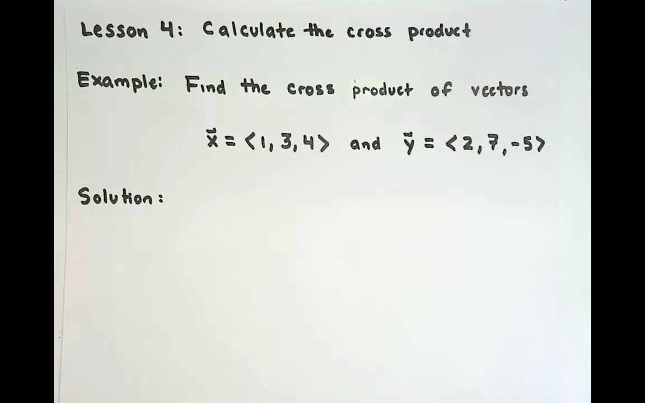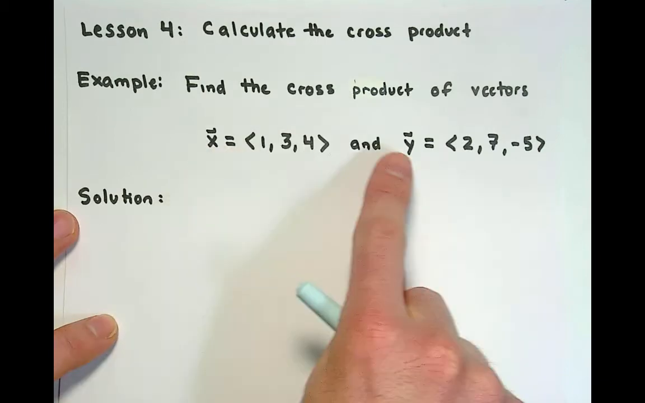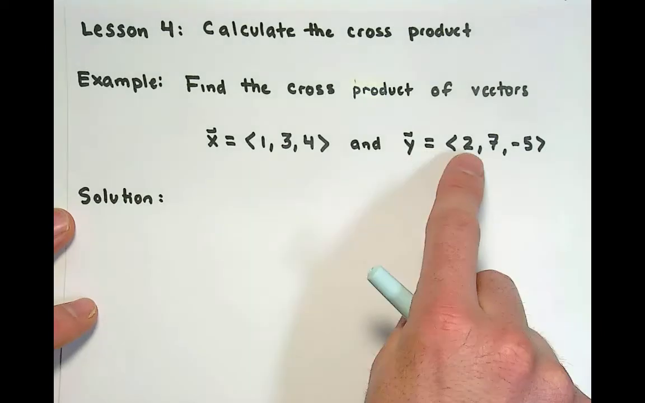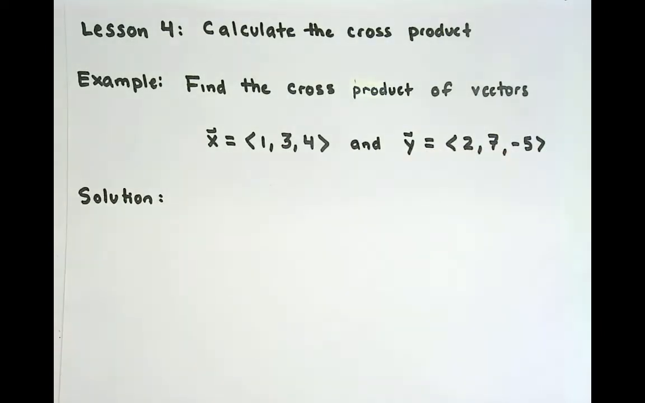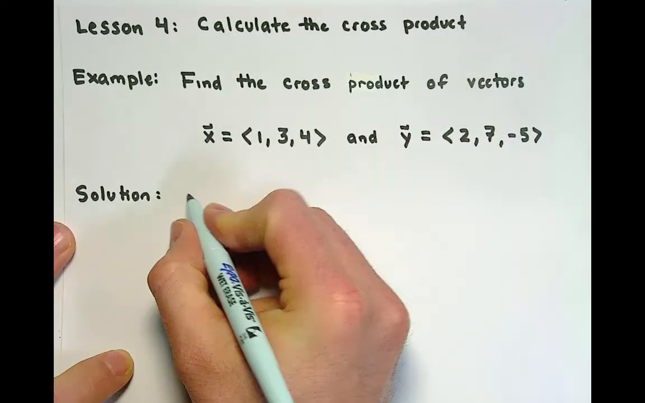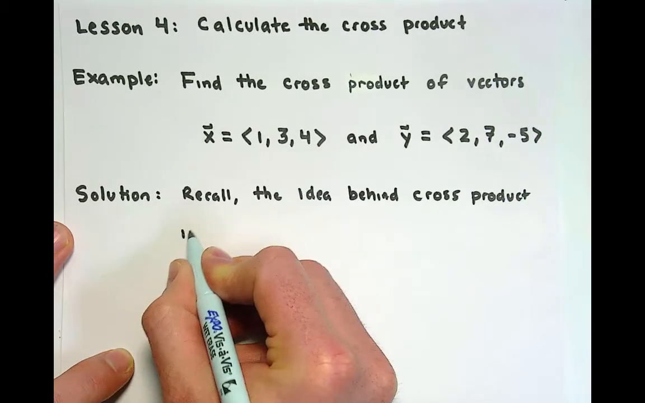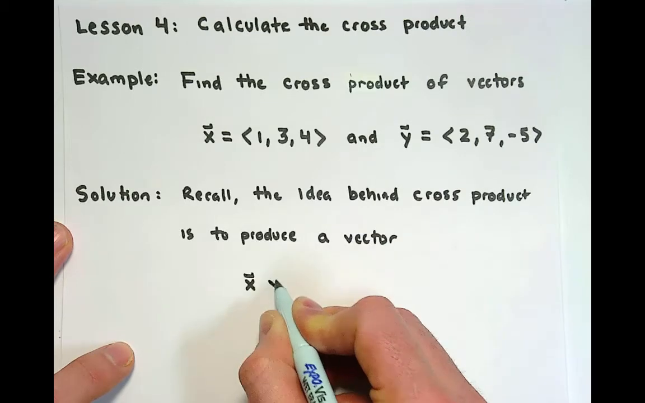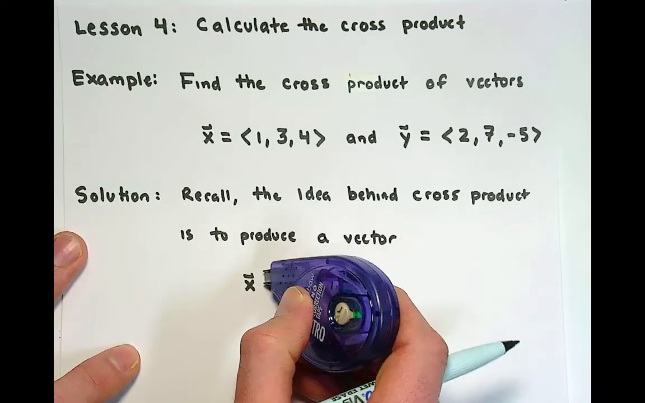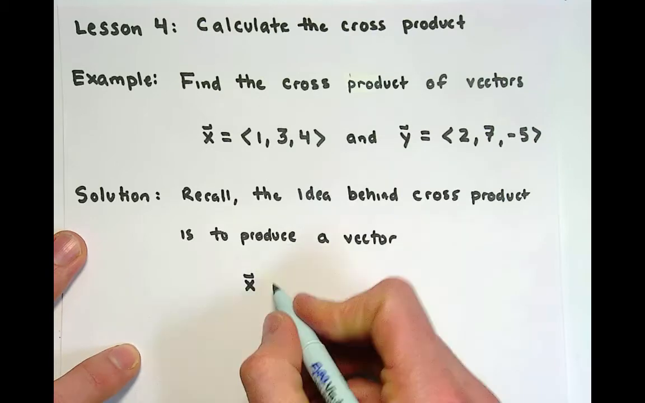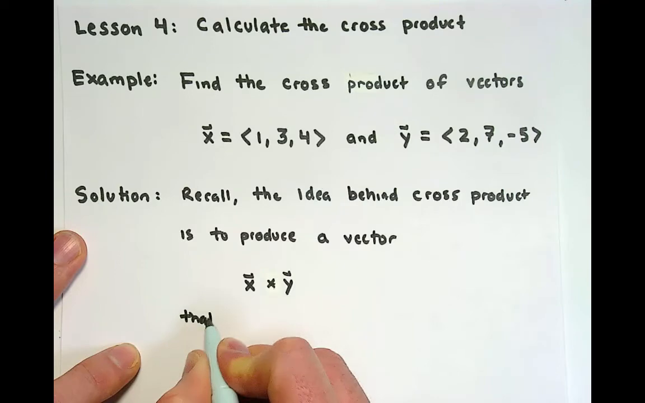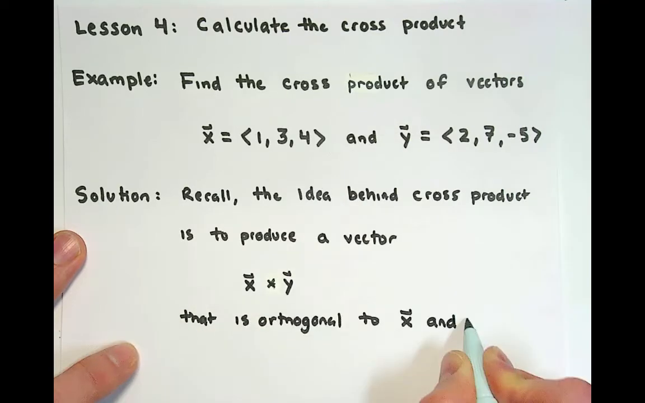Let's look at an example of finding the cross product of two vectors, x and y, where x is (1, 3, 4) and y is (2, 7, -5). Remember, the entire idea is to produce a vector which we call x cross y. The cross is not a vector, it's a symbol. This is x cross y, that is orthogonal to x and y.